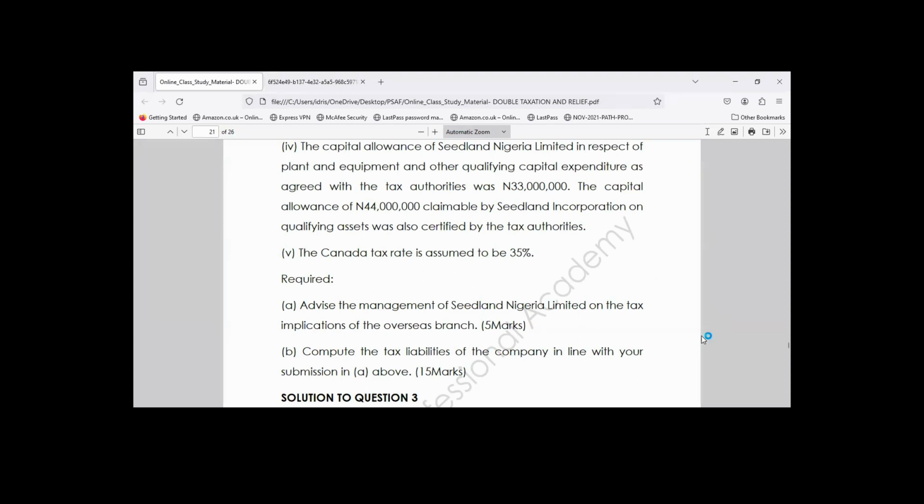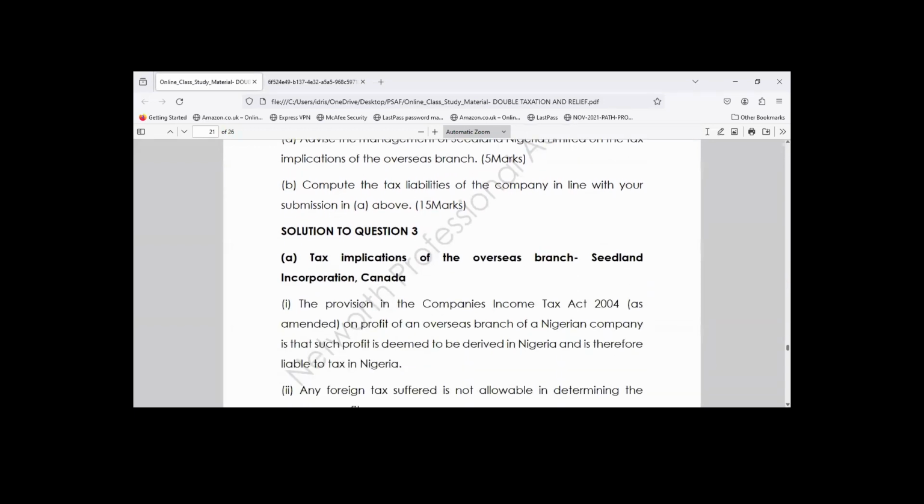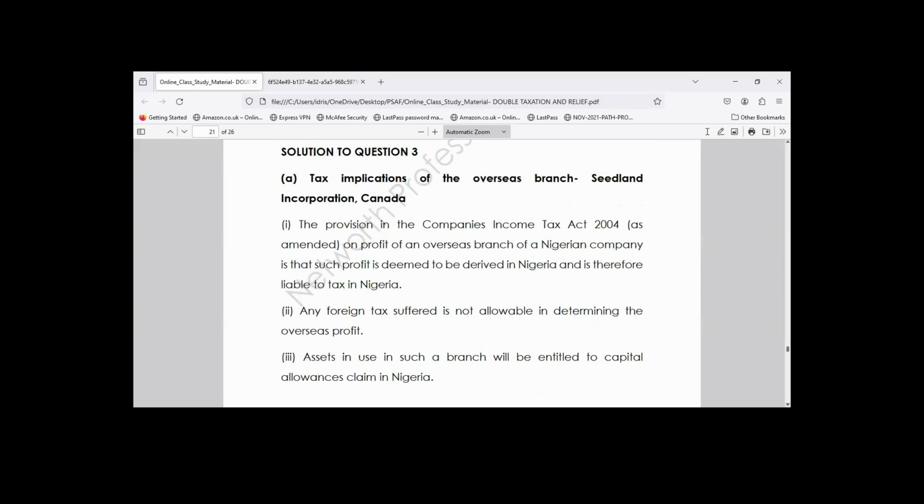So, A part of the question, we should advise: what is the tax implication of overseas branch? The provision for Company Income Tax Act 2004, as amended, said profit of an overseas branch of a Nigeria company is deemed to be derived in Nigeria and is therefore liable to tax in Nigeria. It means profit of overseas branch of a Nigeria company will be liable to tax in Nigeria.